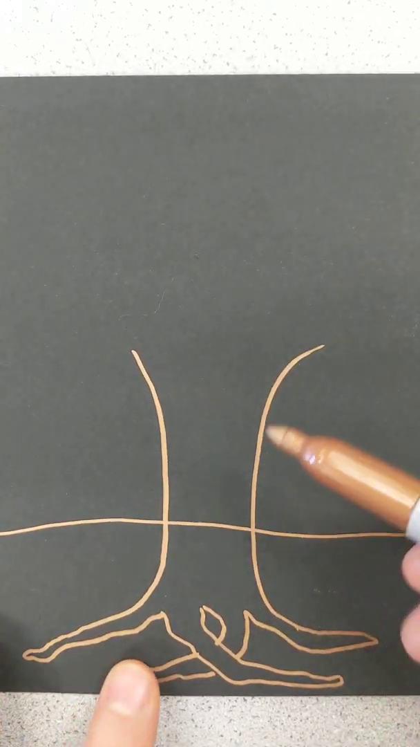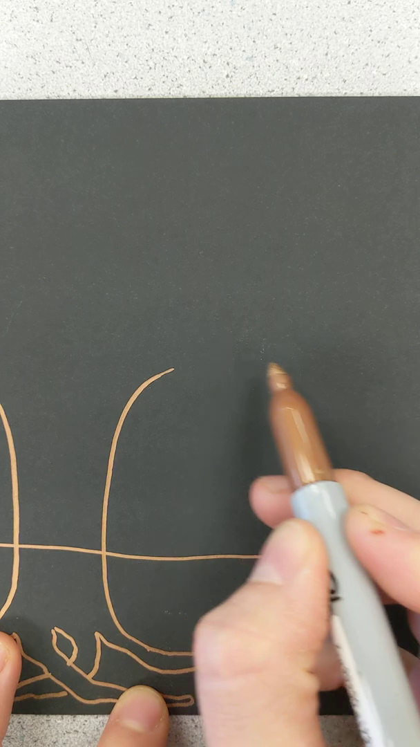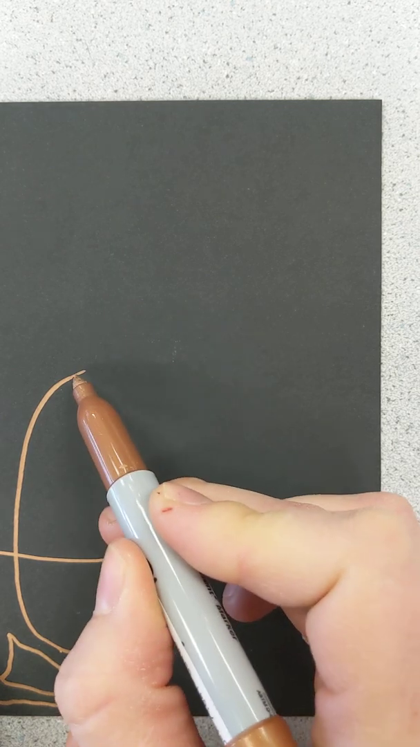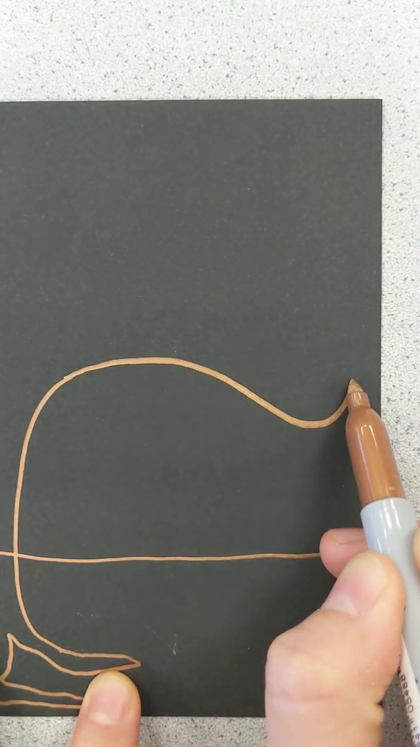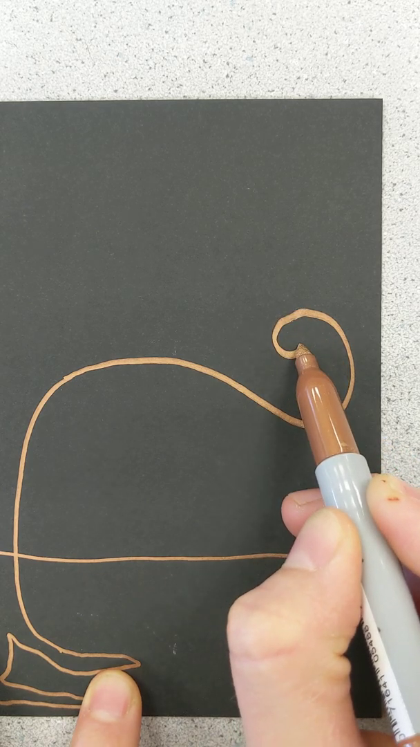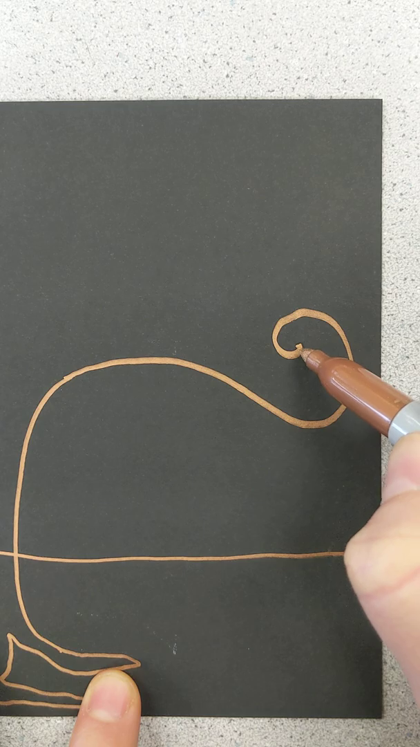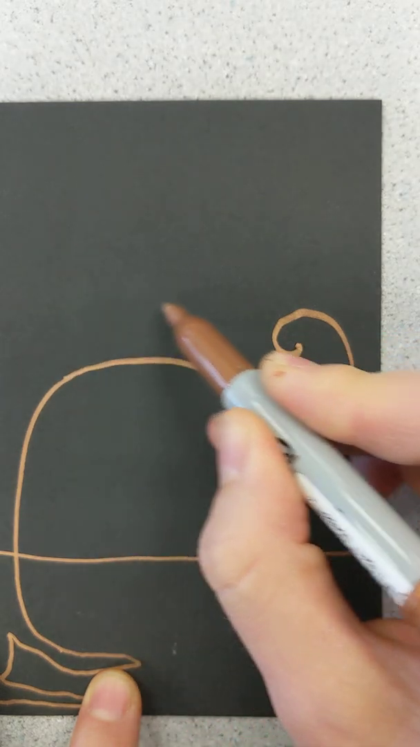Great. The next thing I'm going to do is start to add my branches. And for my branches, I'm going to have them be long and kind of extend towards the edge of my paper. And when I get near the edge of my paper, I'm going to start to spiral it in. And then watch what I do. I'm going to go back the other way. I want to stay on the inside of that spiral so I end above it.